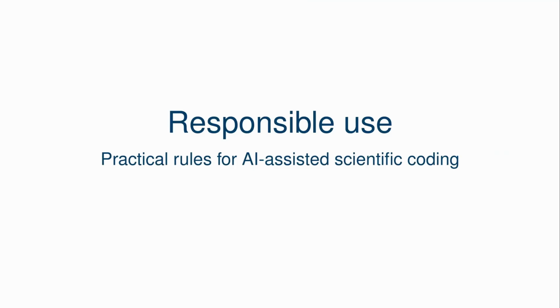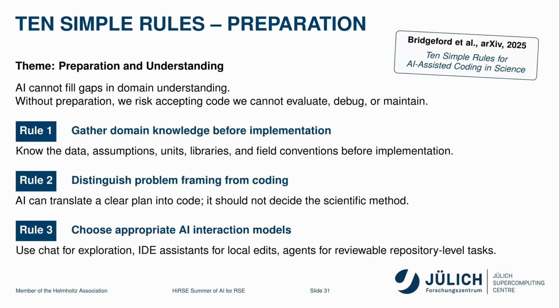This part is on responsible use, and I'd like to provide some practical rules for AI-assisted scientific coding. These are 10 simple rules which I took from a nice new preprint on arXiv entitled "10 Simple Rules for AI-Assisted Coding in Science." These rules are organized in 4 themes.